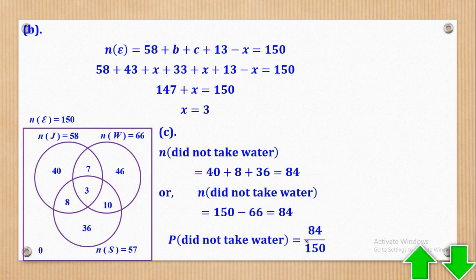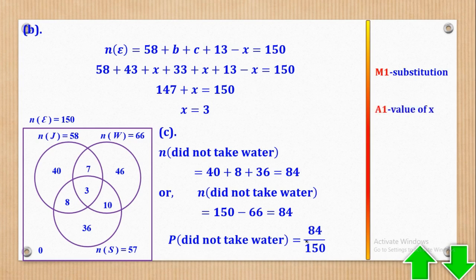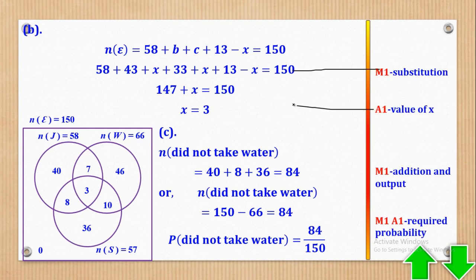So basically that's what they wanted. Now let's see how marks can be awarded. M1 for this substitution, A1 for the value of x, M1 for addition and output, so getting this value, M1 for this numerator, and A1 for stating the whole quotient.